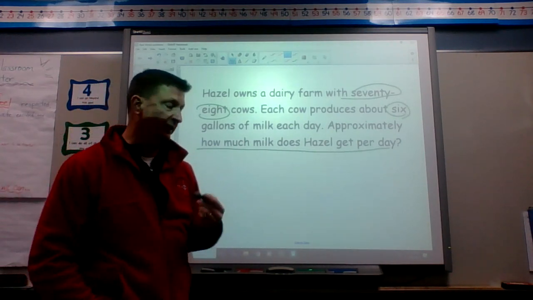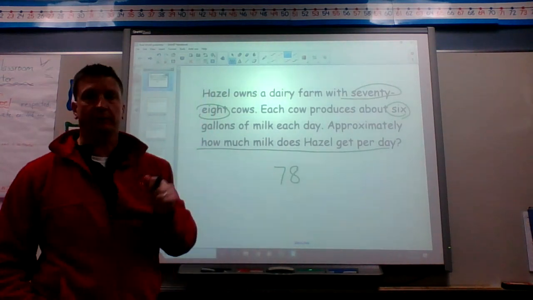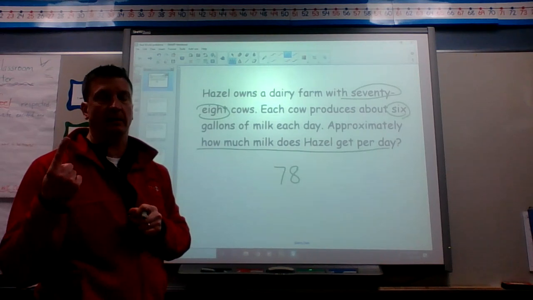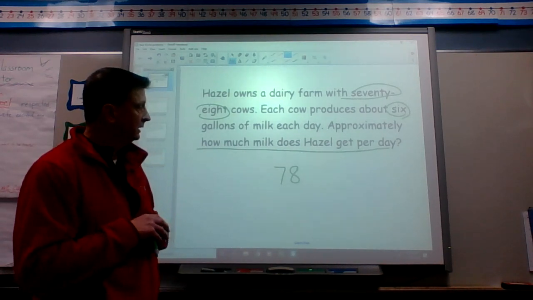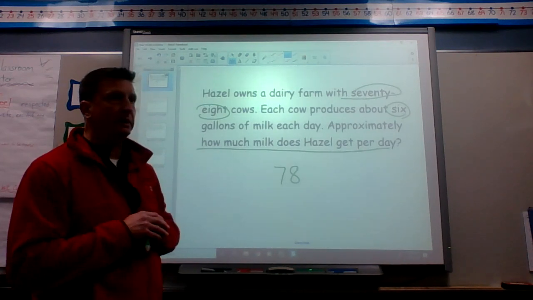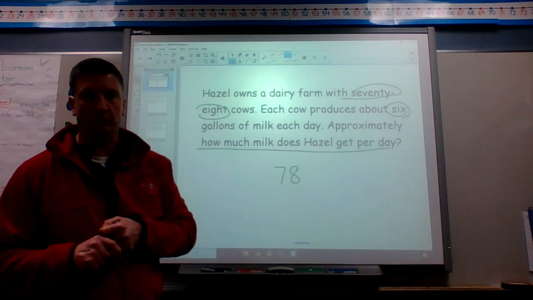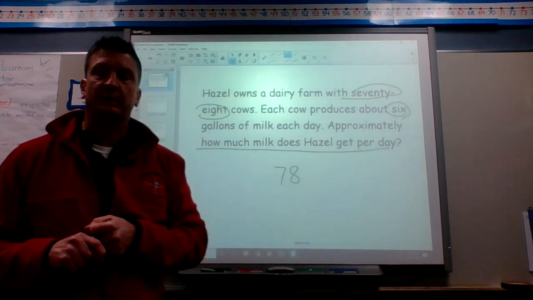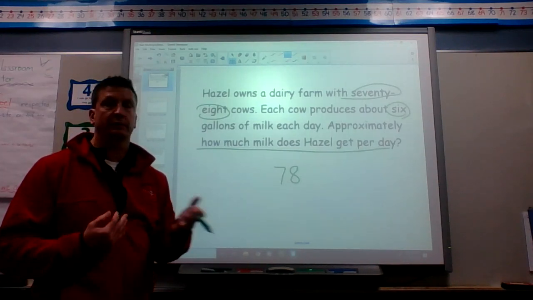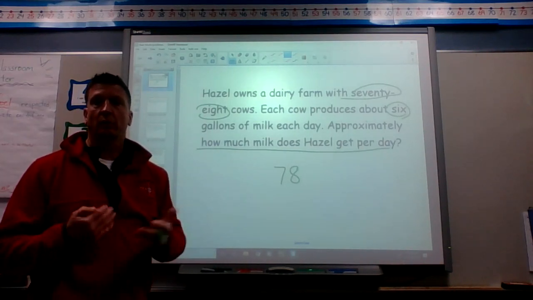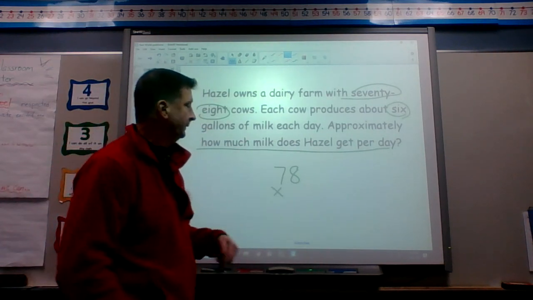So I know I have 78 total cows, and each one of those cows can produce 6 gallons of milk. So when I'm looking at that, I have to think of what seems reasonable here. I can't add those two together, because I know one cow is 6 gallons. That means 2 cows is 12 gallons. So I'm working with multiple groups here. So that's telling me I'm going to be multiplying.